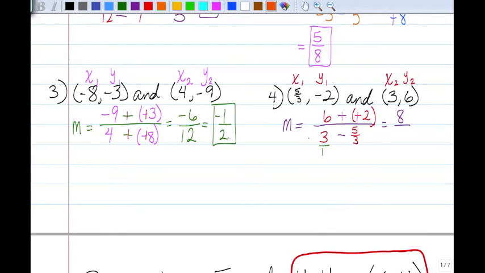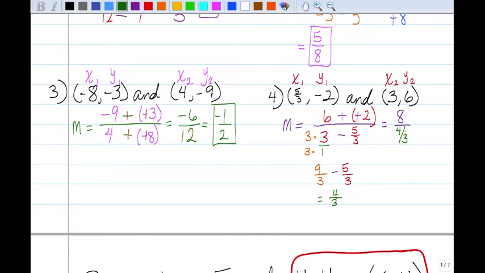So we need to multiply this by 3, which means we also have to multiply this by 3. That gives me 9/3 minus 5/3. The denominator stays the same. So 9 minus 5 is 4, so that's going to be 4/3. So we're looking at 8 over 4/3.